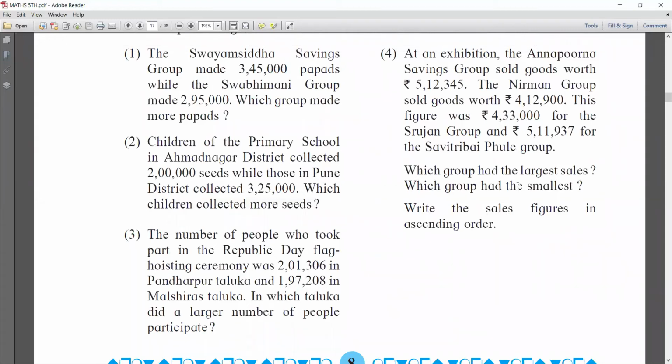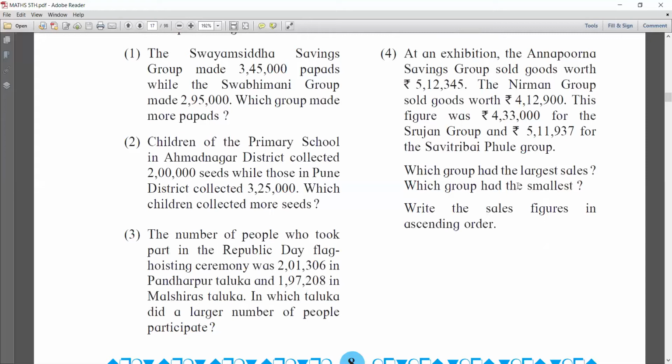At an exhibition, the Annapurna Savings Group sold goods worth 5,12,345. The Nirman Group sold goods worth 4,12,900. This figure was 4,33,000 for the Srujan Group and 5,11,937 for the Savitribai Phule Group. Now you see, don't be confused. Here it is asking which group had the largest sales and which group had the smallest sales.